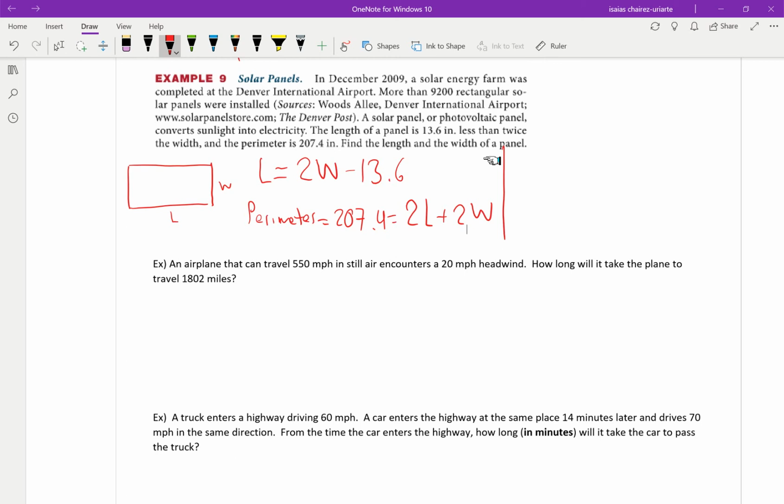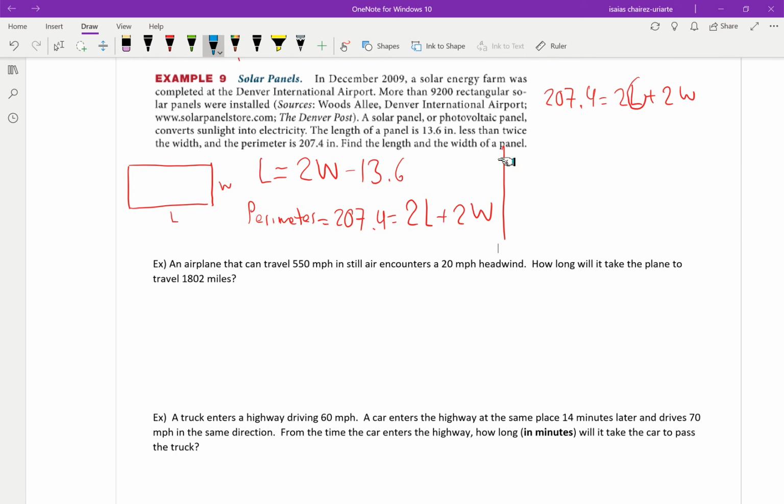What I'm going to do is substitute something. I'm going to begin with this equation: 207.4 equals 2L plus 2W. That's just the equation that deals with perimeter. And if you notice, the top equation says that L equals 2W minus 13.6. So right here, I'm going to replace this L right here.